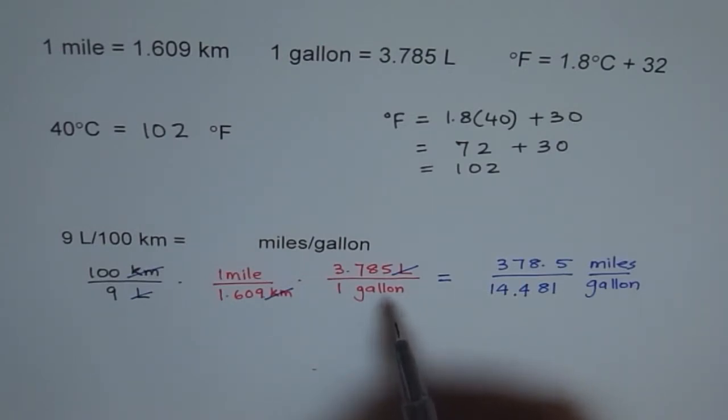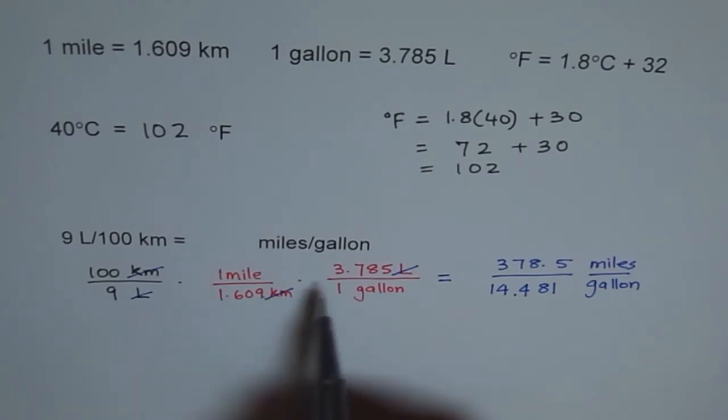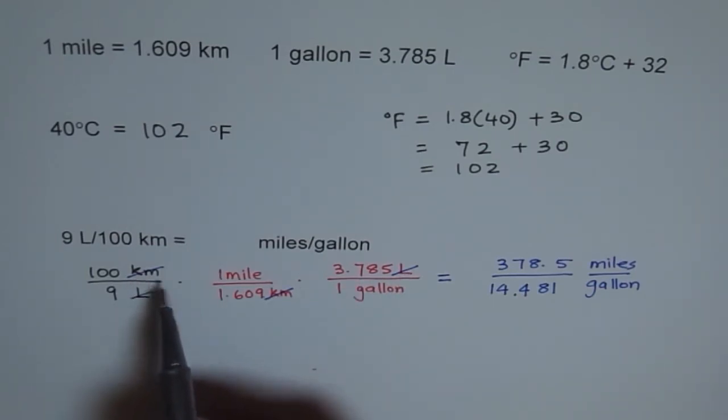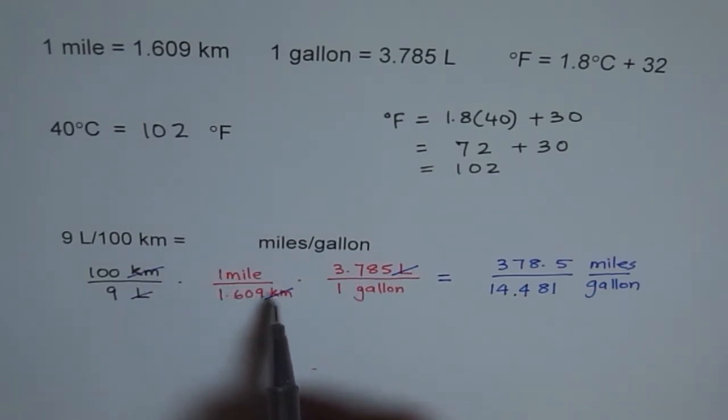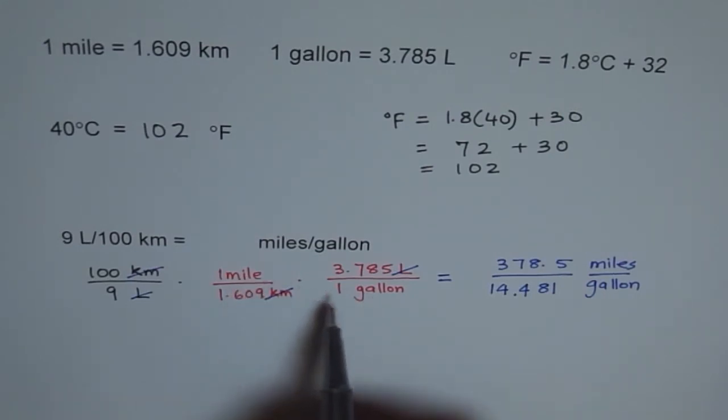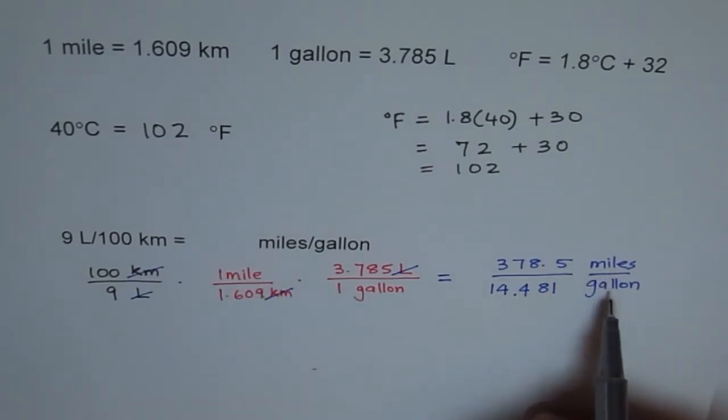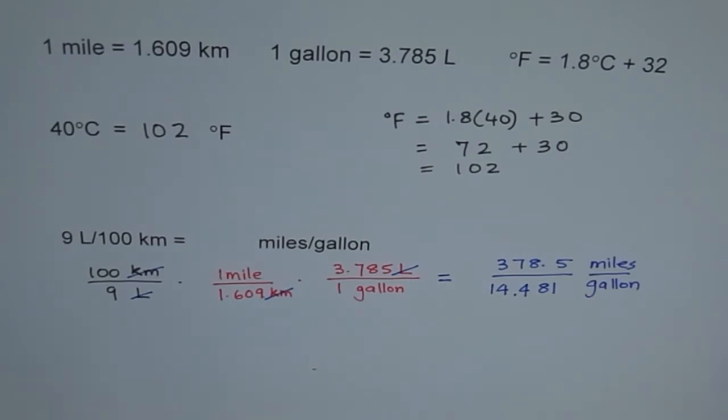But it does a great thing for us. It cancels out the units which we don't want now and leaves us with the units which we need. Do you see? Miles and gallons. And then we get our answer. So that is how we need to do our questions on transformation. And then finally use calculator and get your answer, correct? That's so simple. I hope you understand and appreciate the way this has been done.